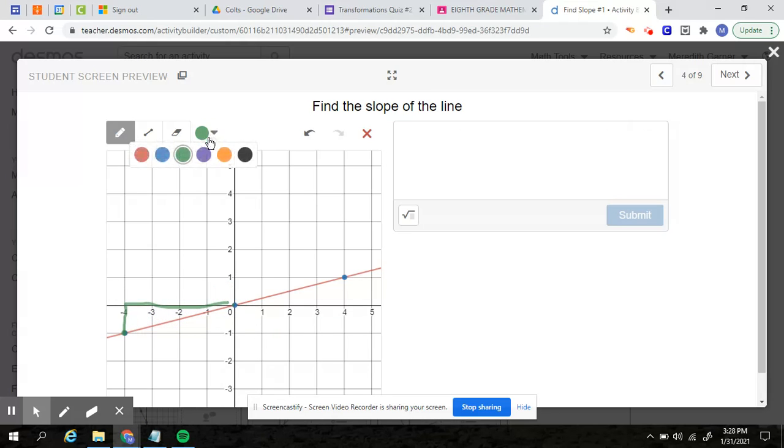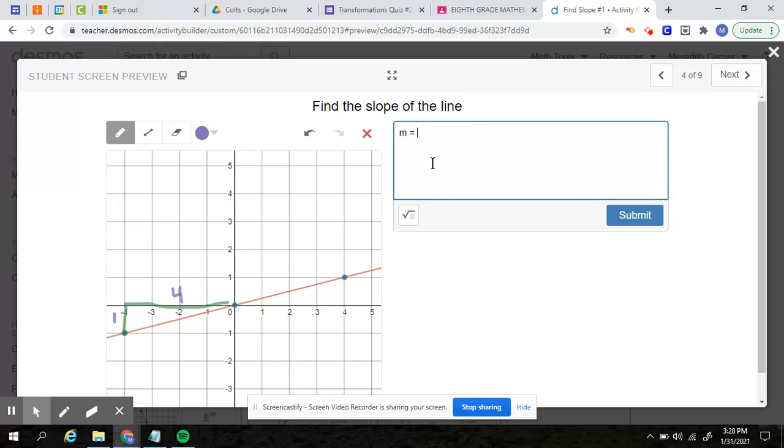And now I'm going to go ahead and count those units. So rise over run, it rises 1 box, and it runs 1, 2, 3, 4 boxes. So my slope, m, is going to equal 1 over 4. And there's no way to simplify that.